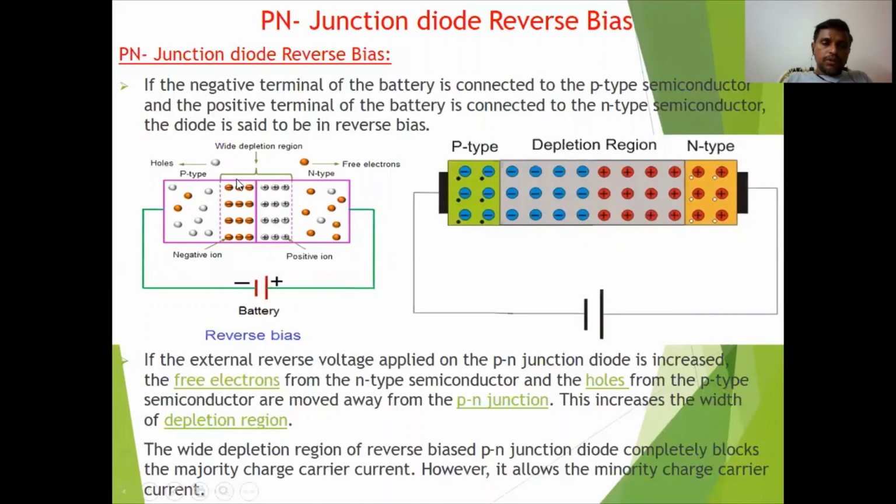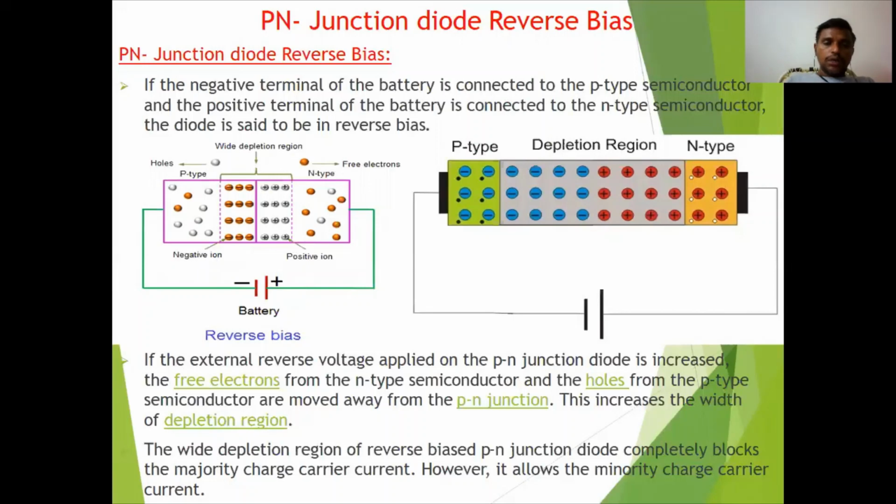Previously we considered an open circuit for the PN junction diode. Now, the negative terminal is connected to the p-type material. Here the p-type material is this one and the n-type material is this one. When negative is connected to the p-type and positive is connected to the n-type, that type of connection we call a reverse bias connection for a PN junction diode.